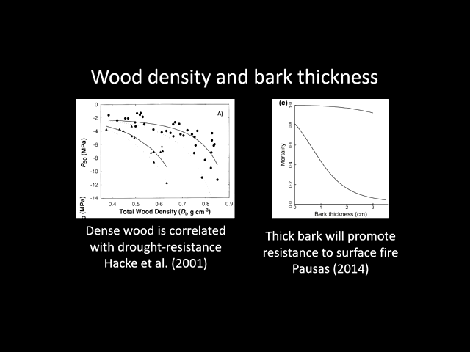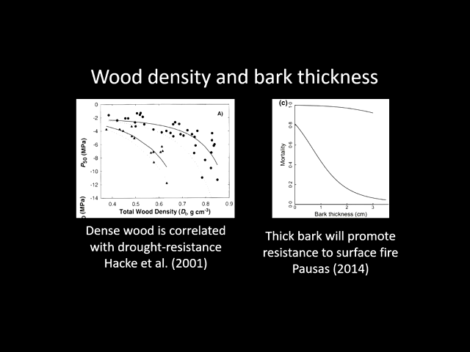So it's indicative of your tolerance to drought. And for both angiosperms and conifers, wood density has been reasonably correlated with this tolerance to drought. Also, thick bark will promote resistance to surface fires. So as your bark thickness increases, your probability of survival, or probability of mortality as shown here, really decreases.